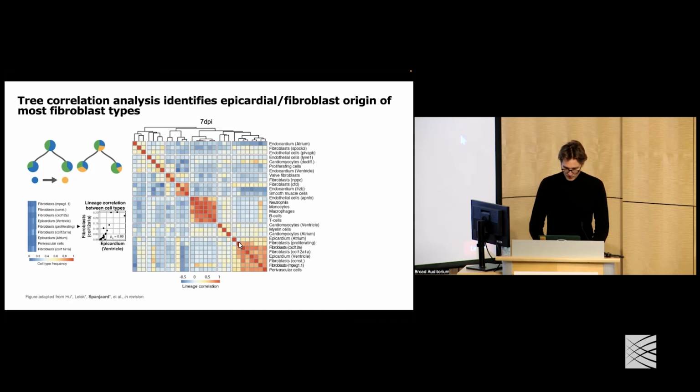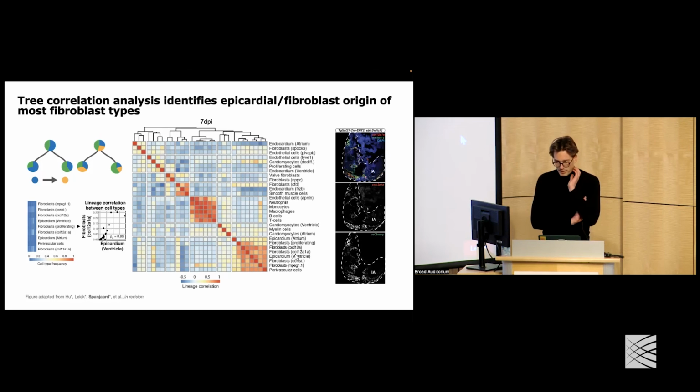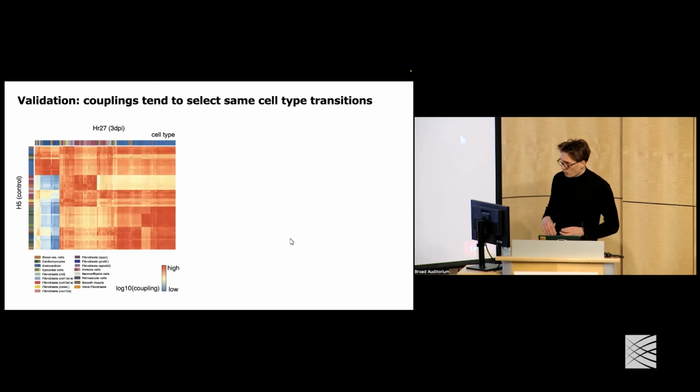And using this heat map and this clustering, you can also see that the collagen 12 fibroblasts are predicted to have a shared lineage origin with epicardium and with constituent fibroblasts, which was validated in the original publication with Cre-lox lineage tracing. Now, with moscot-lineage, we wanted to go beyond this, but first we wanted to validate that it works in this setting. So we looked at the coupling matrix.